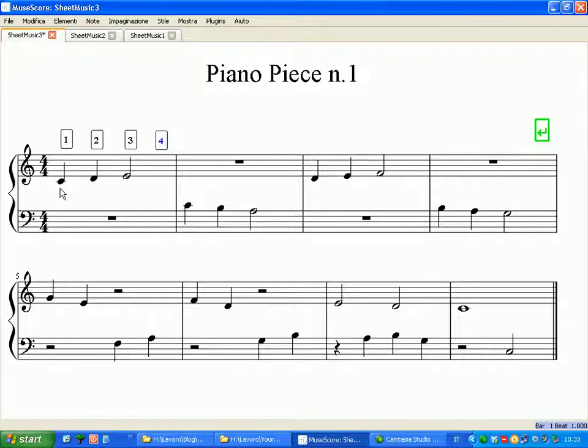So we are going to decide this in a second moment. So we arrive on the third bar. The third bar is, as you can see, the same as the first bar. So everything we said before about the first bar also applies for the third bar.